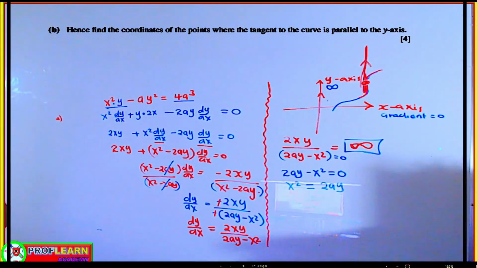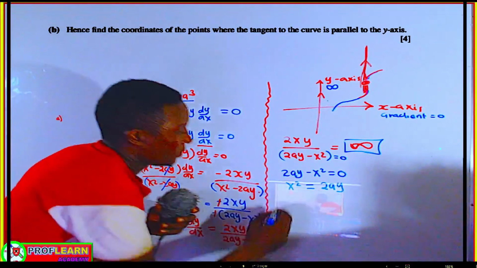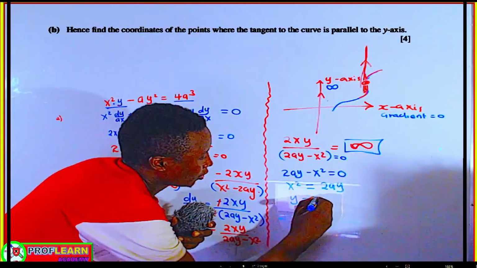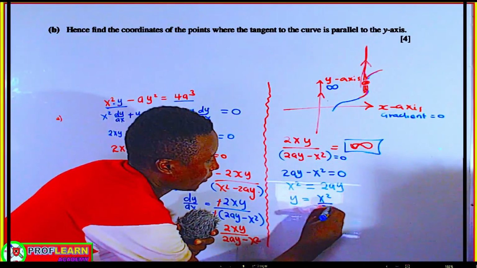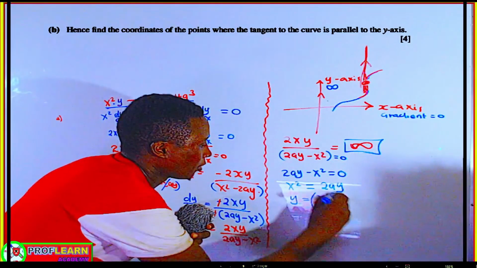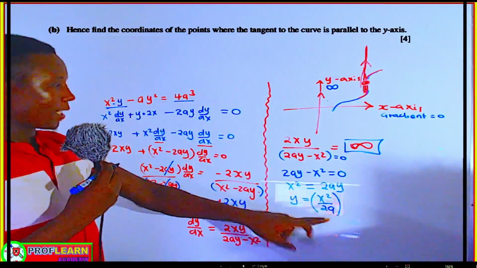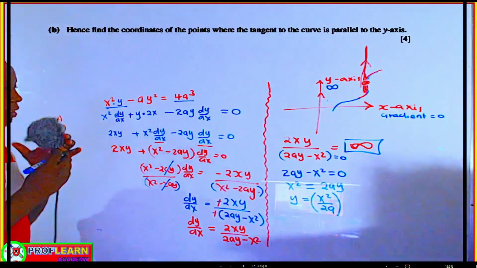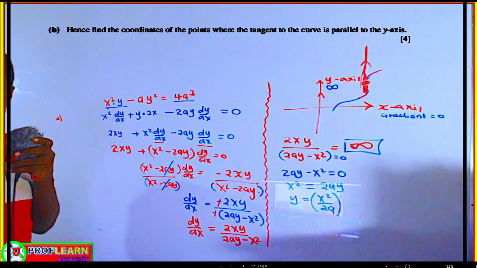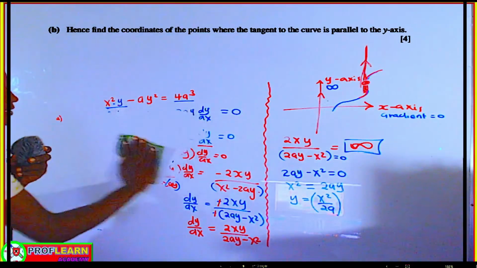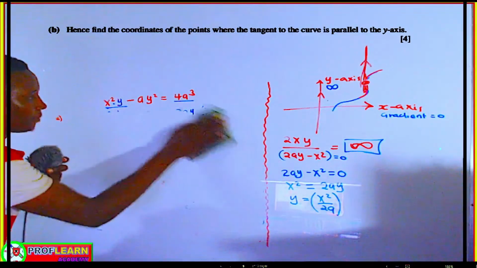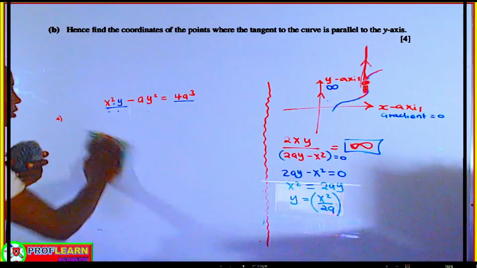All right. So given this, maybe we write our expression in terms of y, and we can now say y is equal to x squared over 2a, so that we substitute this value of y into the original equation so that we can solve and get our answers. Just wait for a moment and see what we are going to do at this point.